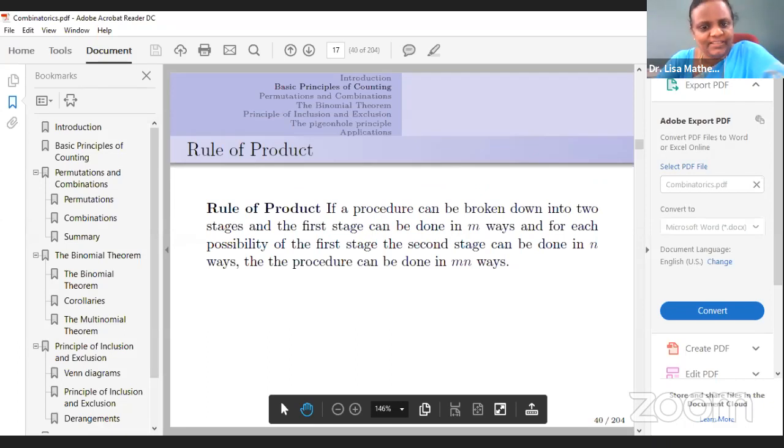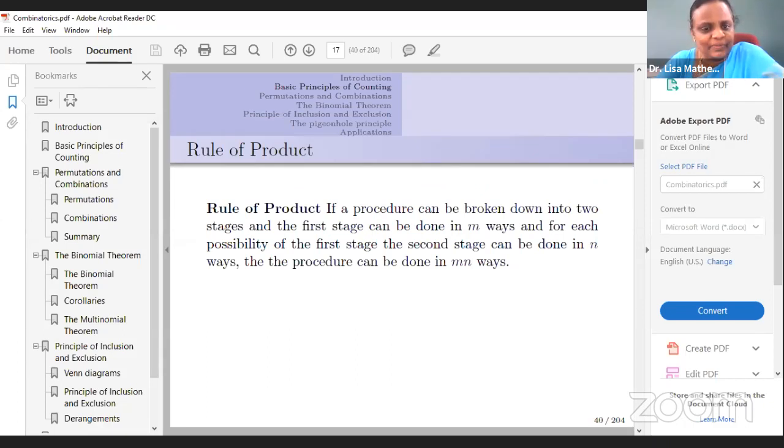Now the next rule that I want to talk about is the rule of product. If a procedure can be broken down into 2 stages, and the first stage can be done in m ways, for each possibility of the first stage, the second stage can be done in n ways, then the procedure can be done in m into n ways. This principle can also be extended to as many stages as required.